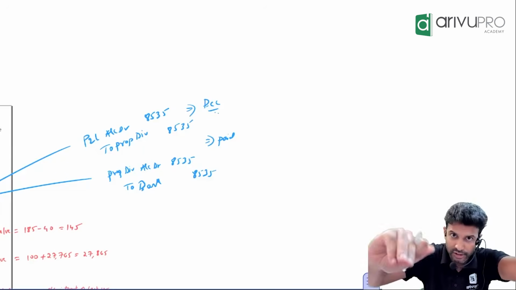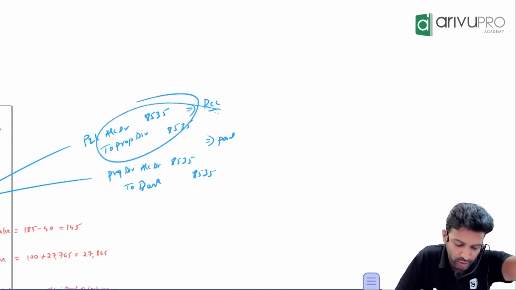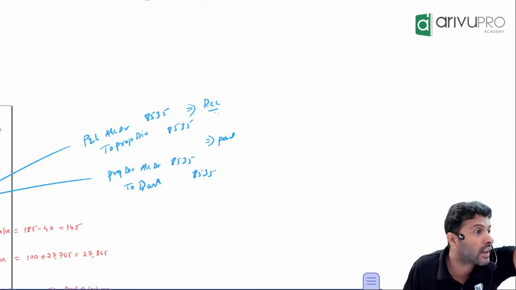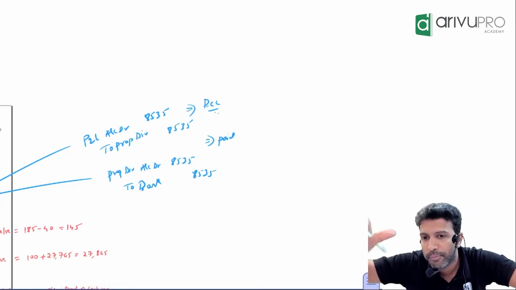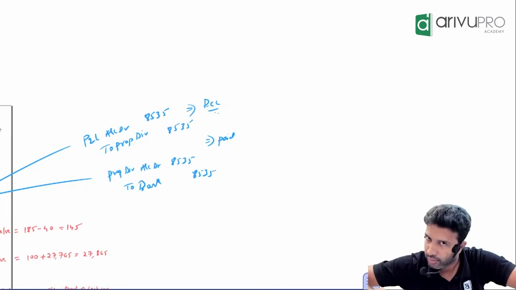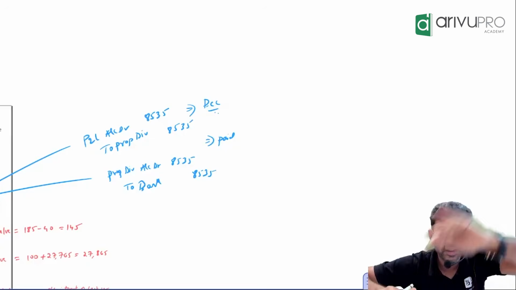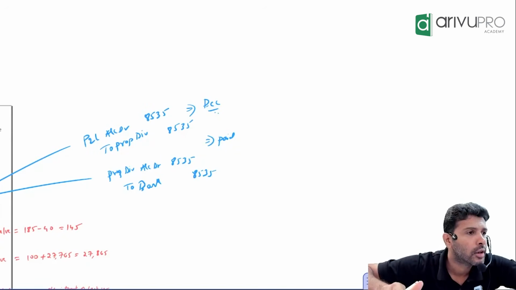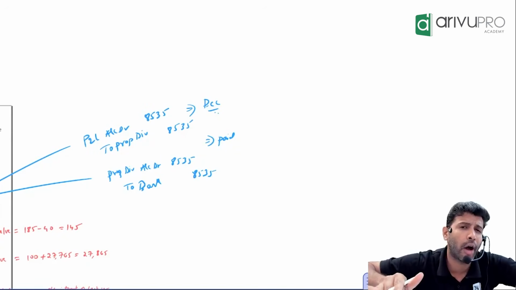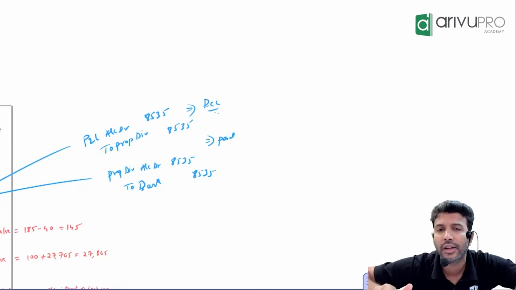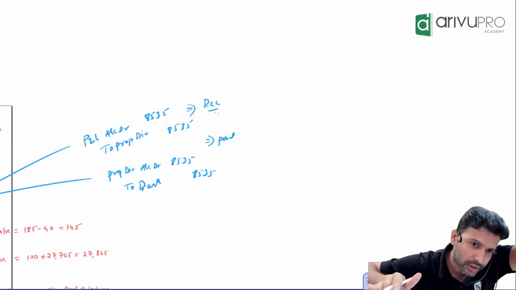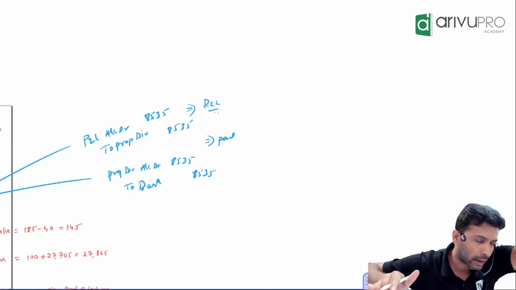Okay, let's deliberate a little bit. When you declare the dividend, the P&L balance will reduce. If P&L is reduced, OCF is also reduced. But dividend paid is a financing activity, not an operating activity. That means we should add back. Correct? Ideally, we should add back. But here we will ignore.